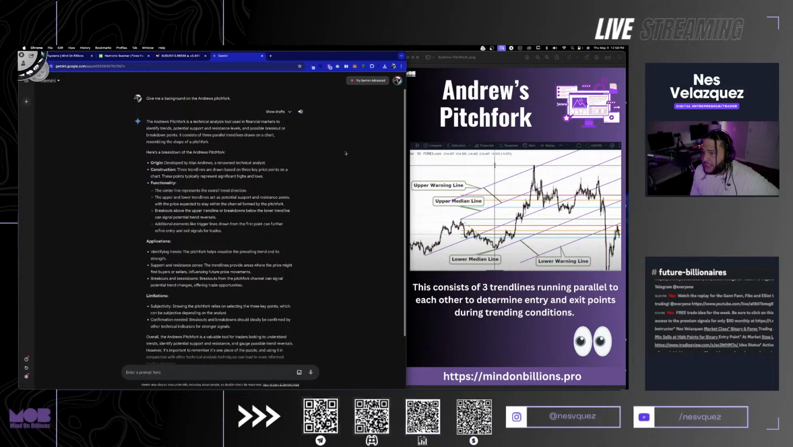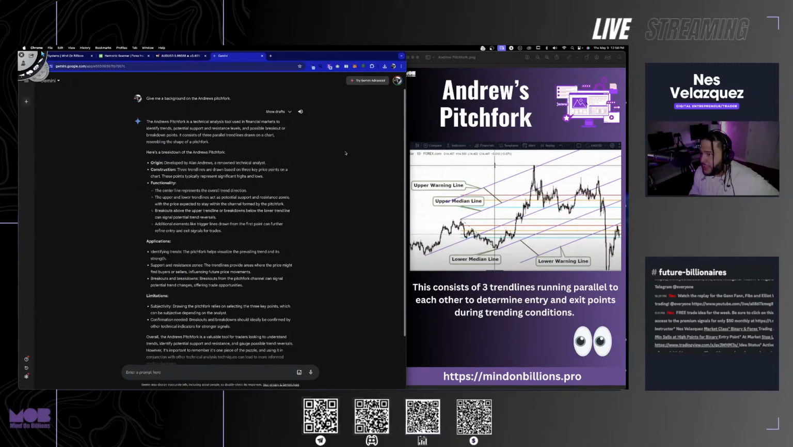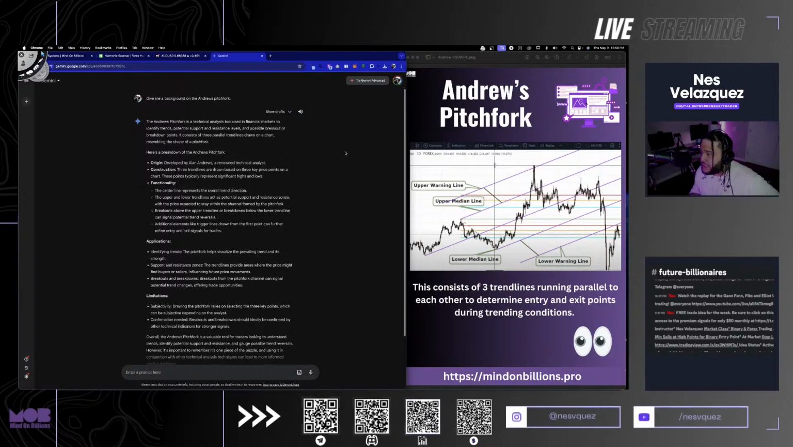Okay, so functionality, the center line represents the overall trend direction. The upper and lower trend lines act as potential support and resistance zones, as I showed you, with the price expected to stay within the channel formed by the pitchfork. Breakouts above the upper trend or breakdowns below the lower trend line can signal potential trend reversals. Additional elements like trigger lines drawn from the first point can further refine entry and exit signals for trades.